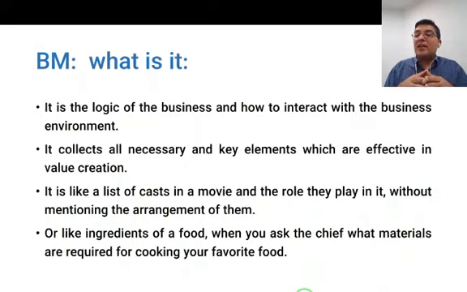Or like ingredients of a food. If you ask a chef about your favorite food and what elements are required to make it, then he provides you with required elements. He would tell you how to cook it, but that's the answer of another question. So these 2 examples somehow show how business models should be imagined in your mind. Okay?